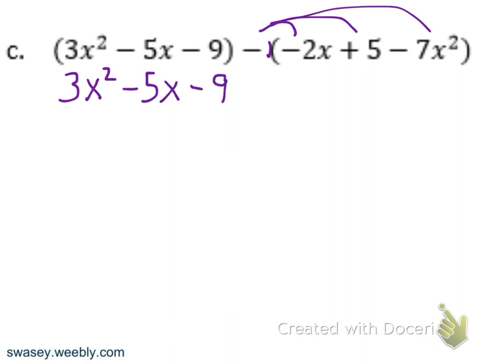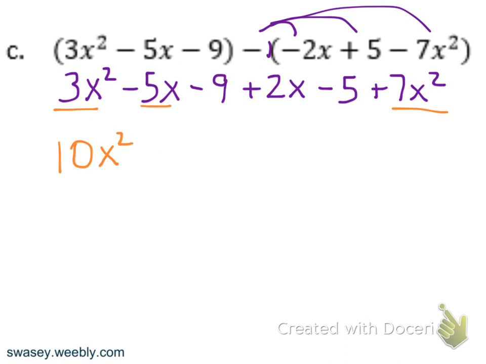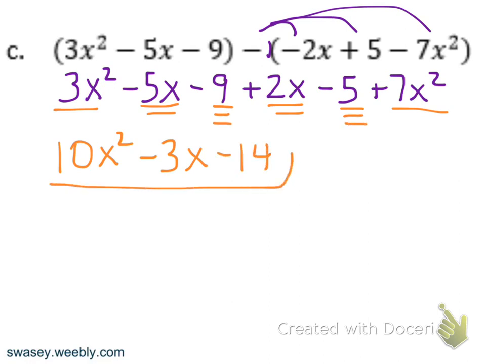So distributing negative 1 times negative 2x is positive 2x. Negative 1 times 5 is negative 5. Negative 1 times negative 7x squared is positive 7x squared. Now we're combining like terms. 3x squared plus 7x squared is 10x squared. Negative 5x plus 2x is negative 3x. Negative 9 plus negative 5 is negative 14. So once you distribute that negative, you can treat it as addition.